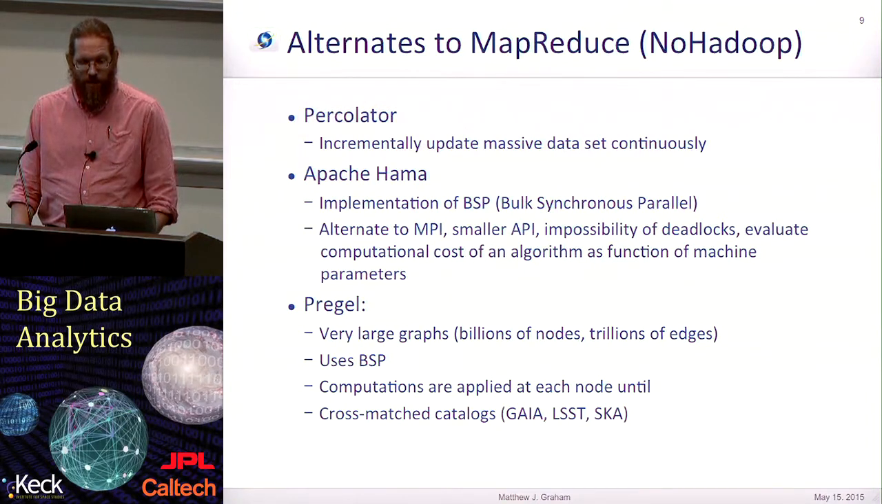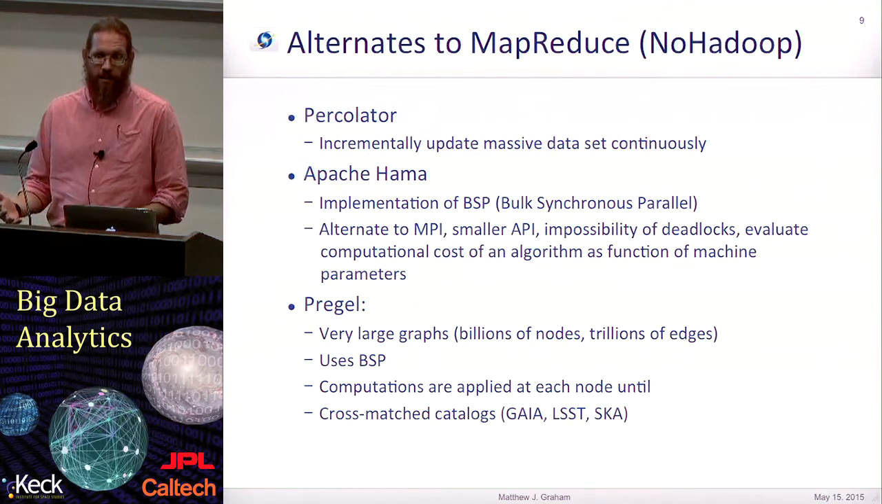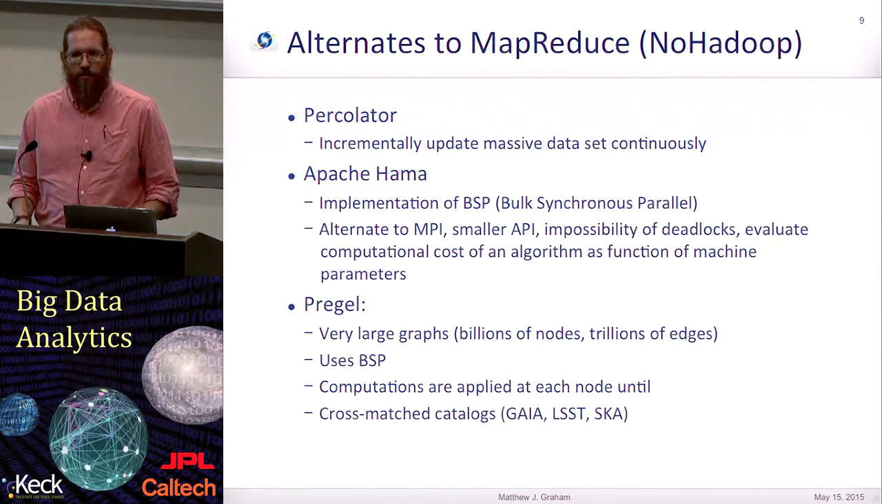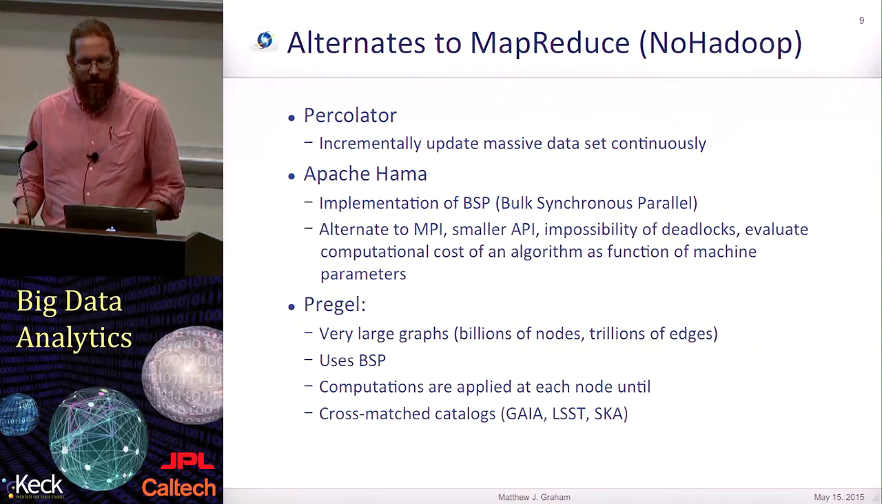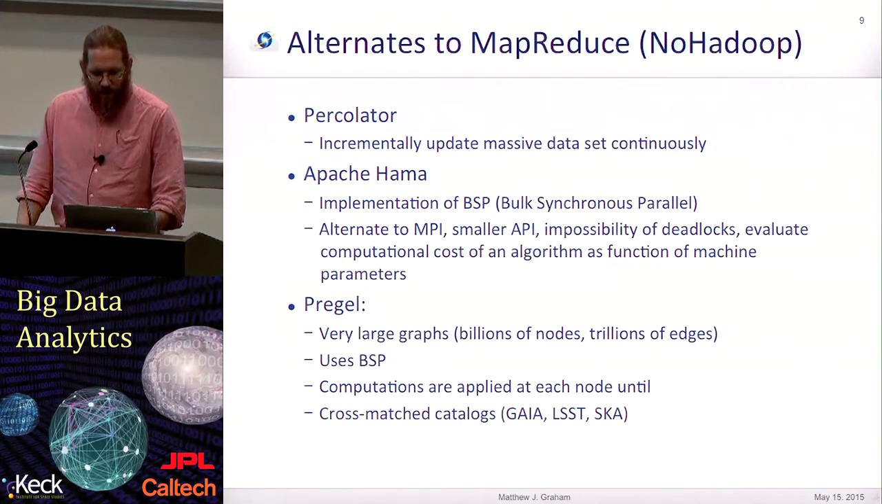It makes use of this BSP algorithm underneath. And where it may be appropriate is if you had very large, for example, astronomical catalogs, which you want to do cross-matching, positional matching from one catalog to the other in bulk. So you may have two very large graphs which you then want to compare against each other, and that may be one possible way to do that.